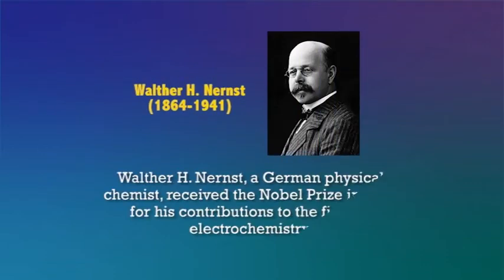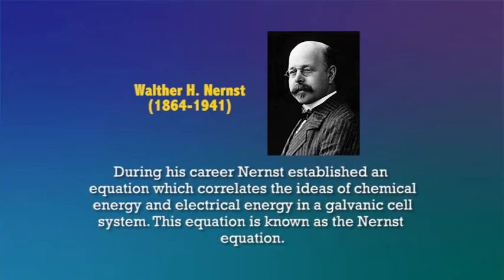Walter H. Nernst, a German physical chemist, received the Nobel Prize in 1920 for his contributions to the field of electrochemistry. During his career, Nernst established an equation which correlates the ideas of chemical energy and electrical energy in a galvanic cell system. This equation is known as the Nernst equation.